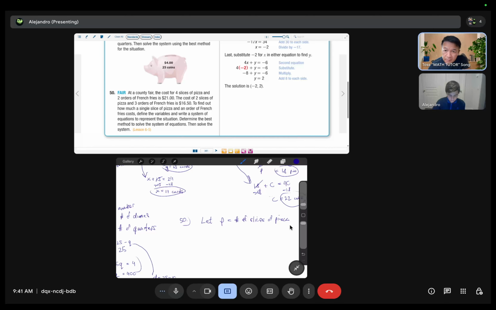And then what about the second one? What do you think? French fries. Want to use F for French fries. Yeah. So I would specify it like this: the number of orders of French fries. Oh yeah, check this out. You can eliminate the phrase "number of", just "orders of French fries". Yeah, they shorthand everything nowadays.